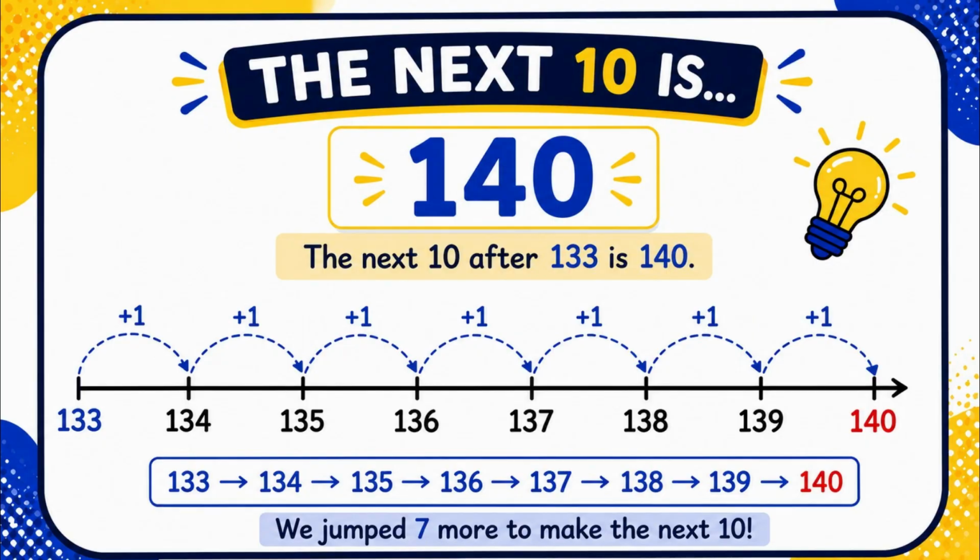We added 7 more ones to make the next 10. And on our number line, we made 7 jumps to make the next 10. So 3 needs 7 more to make the next 10. That means the next 10 after 133 is 140.